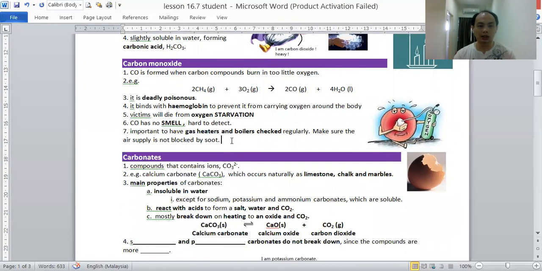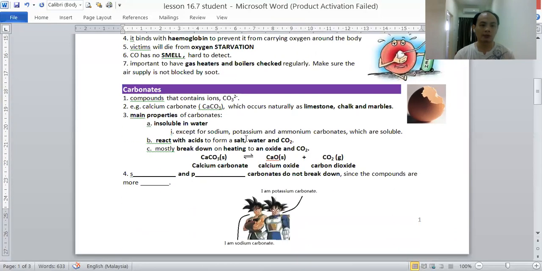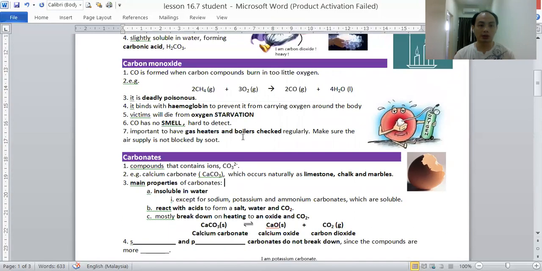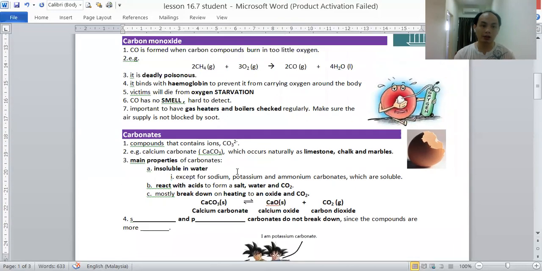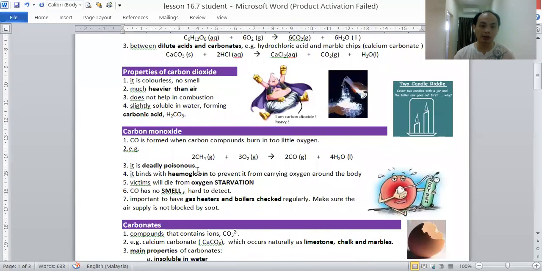Yeah, so gas heaters and boilers, the traditional ones we use to heat up, might produce carbon monoxide, so we must be careful. Because they use fuel to boil water, if the air supply, the airway, is blocked, then carbon monoxide will be produced. Okay, so we have discussed carbon dioxide and carbon monoxide.